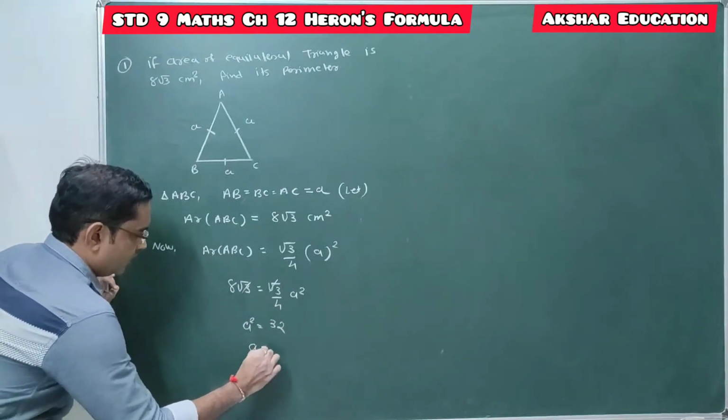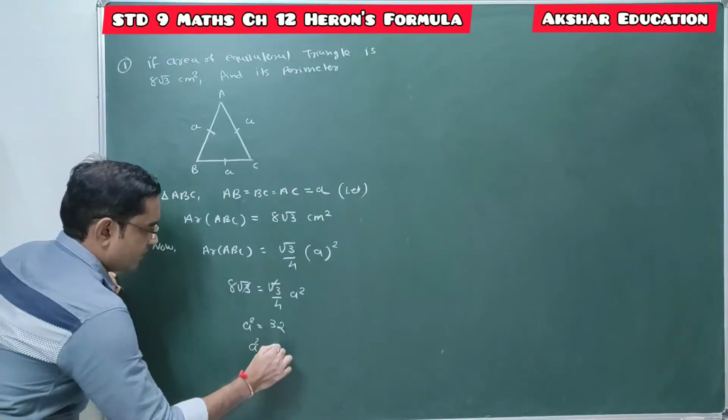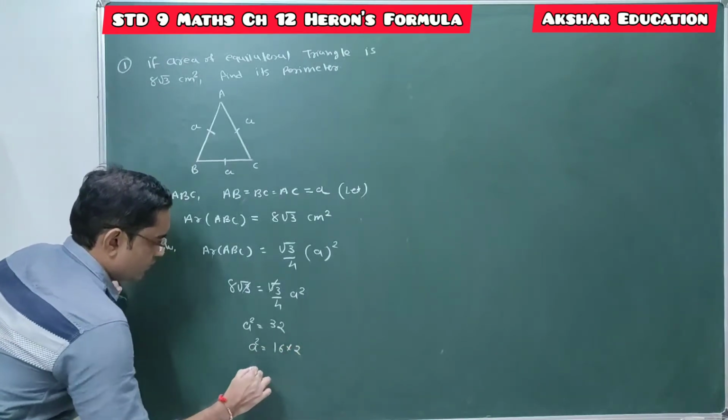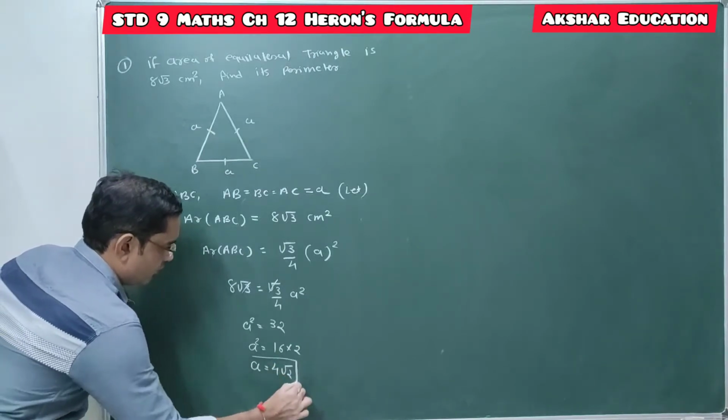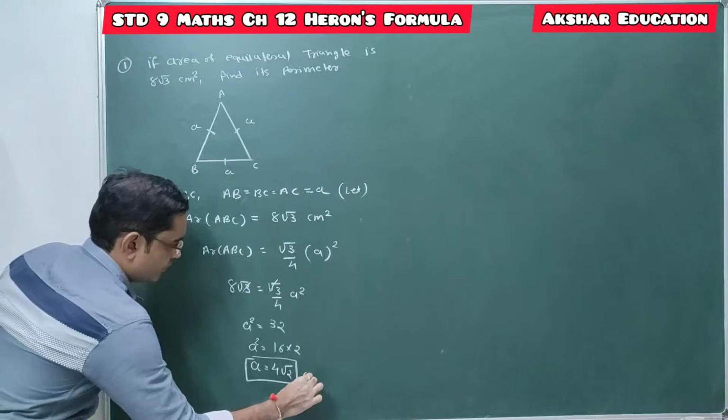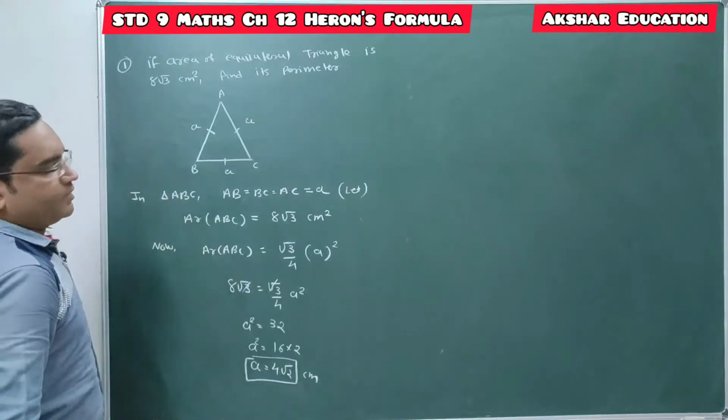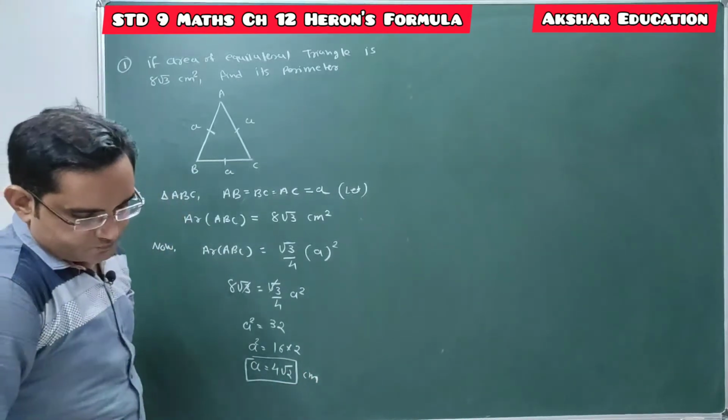So our a will be, you can write this 32 as 16 2s are 32. So the square root of 16 is 4 and the square root of 2 is root 2 centimeter. This is the length of side AB.